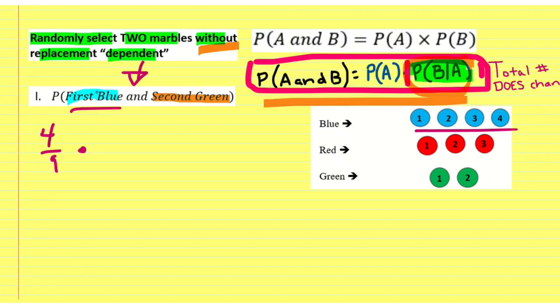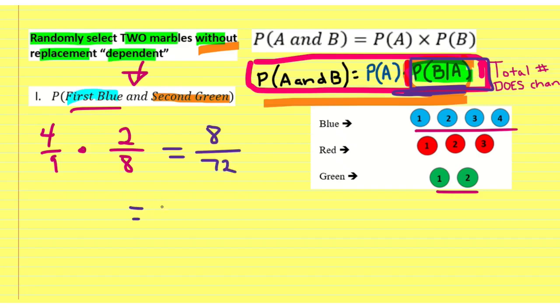So 4 out of 9 is the probability of getting a blue first. The second probability is a green. So we've got 2 green, but now we only have 8 marbles in the bag. That is reflected in this part of the formula where the second total is changing. Okay, we're going to multiply that. 4 times 2 is 8. 9 times 8 is 72. And if we reduce that, 8 out of 72 is 1 out of 9. And if I go ahead and put that in my calculator, that will give me a decimal of 0.11.